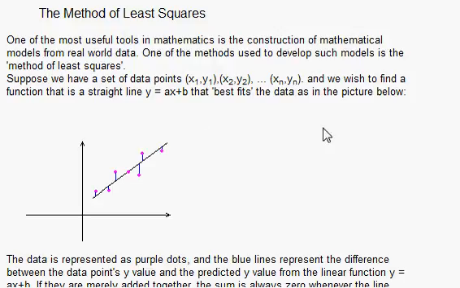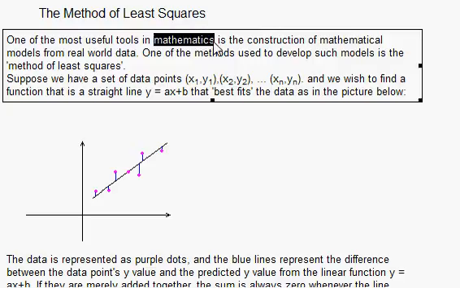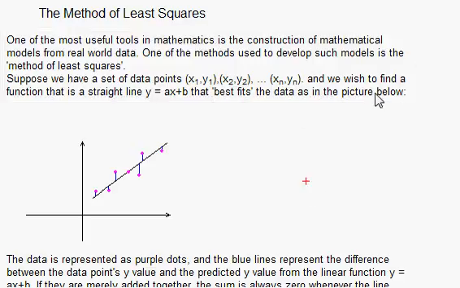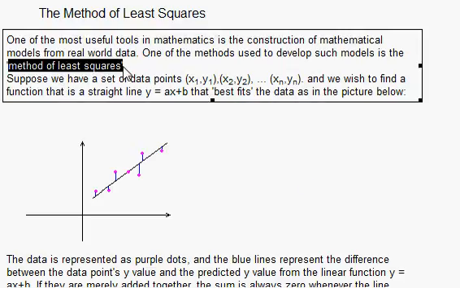One of the most useful prediction tools in mathematics, or you could maybe even say in statistics, is the construction of mathematical models from real-world data. One of the methods used to develop such models is called the method of least squares. And I'm going to show you why this works for what's called a line of best fit.